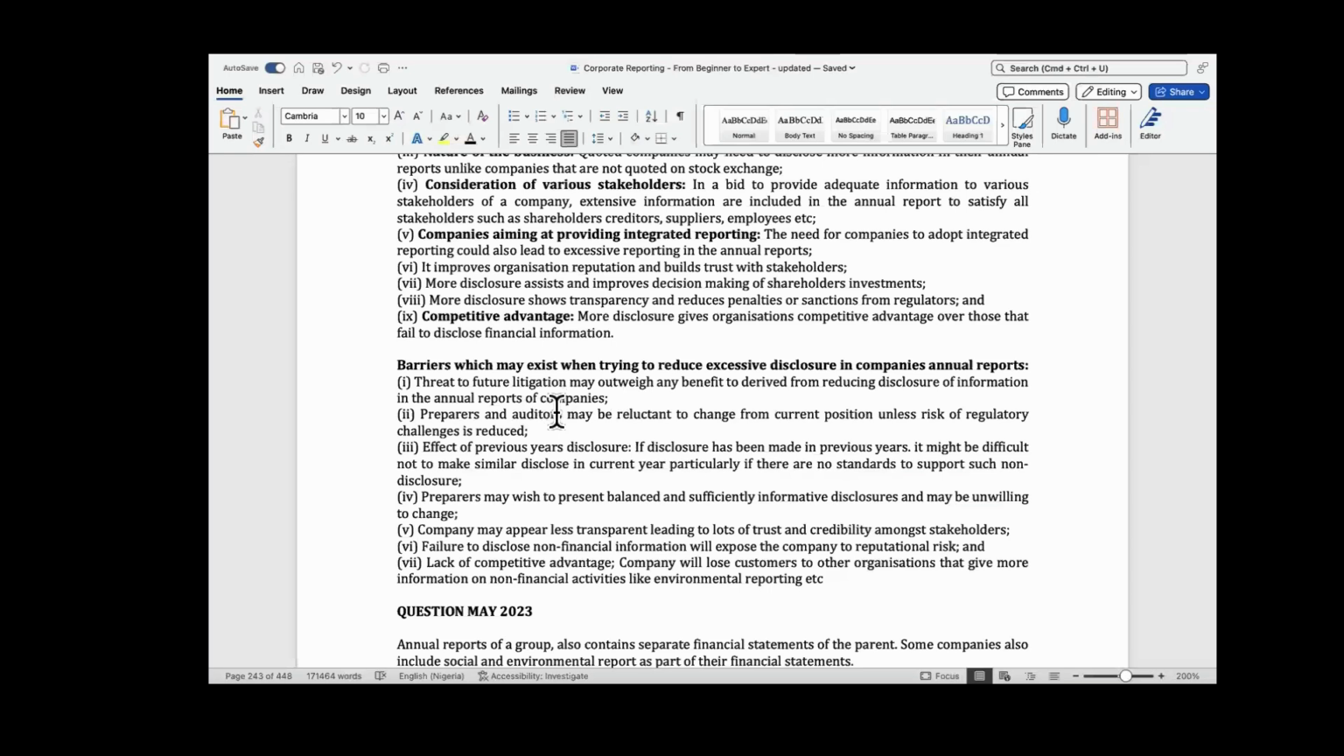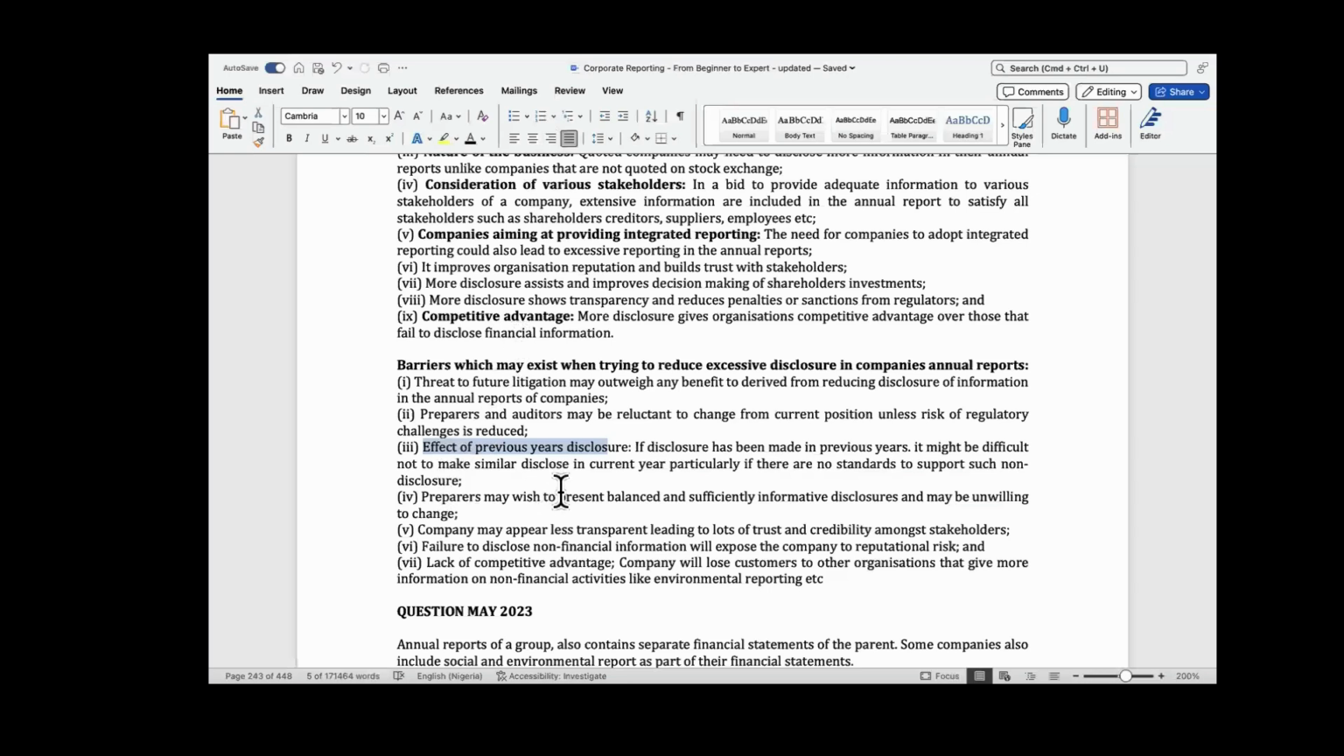Your auditors might be unwilling to change, because if they are already disclosing all of this information for you and you want to change, they might consider regulatory risk or challenges in that regard. And also, since you have been doing it every year, there is the effect of previous year disclosure. If you made that disclosure in the previous year and you now want to change, that barrier is also staring at you in the face. That's also a barrier.